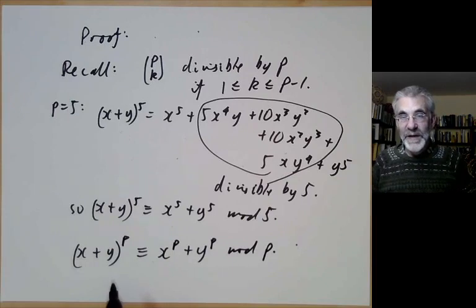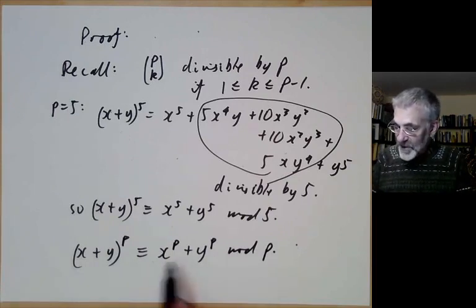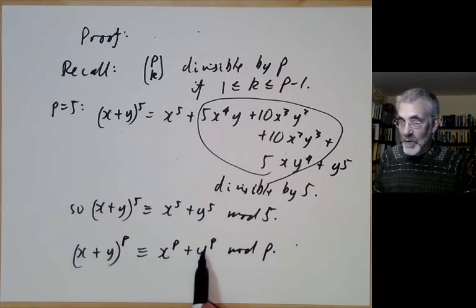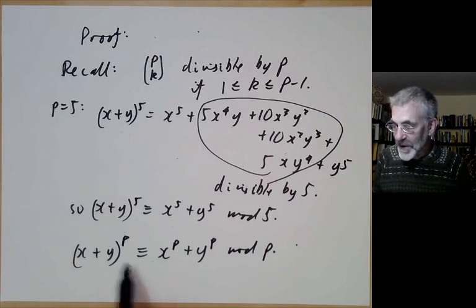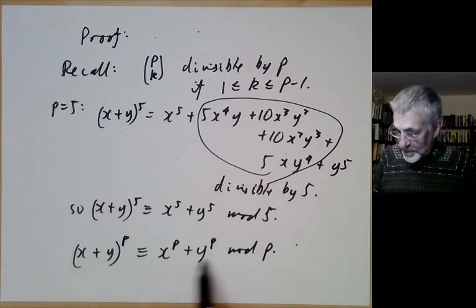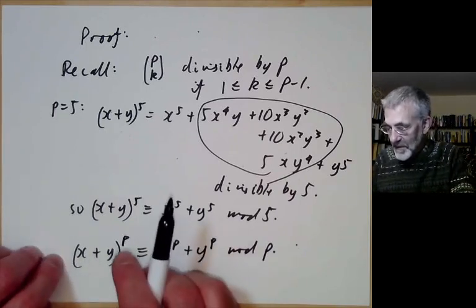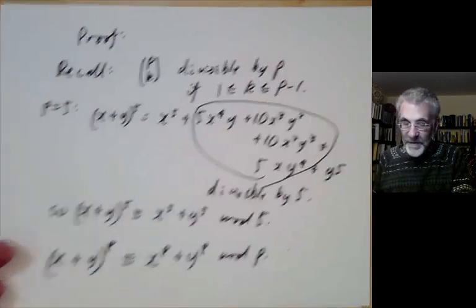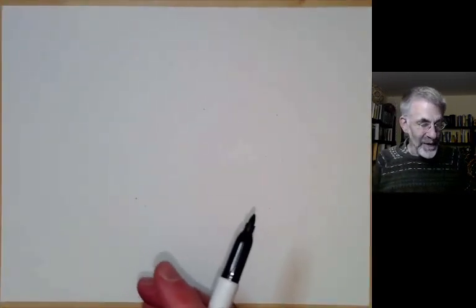If you're dealing with high school students, you think that (x plus y) cubed is equal to x cubed plus y cubed, they're usually wrong, but they're right if you're working modulo 3. This formula sometimes makes arithmetic much easier. Well, now we can prove Fermat's theorem by induction.